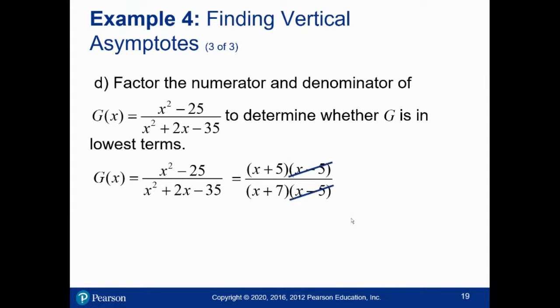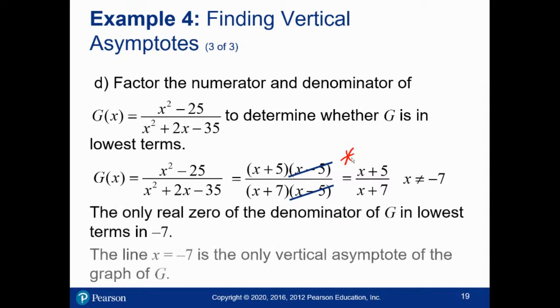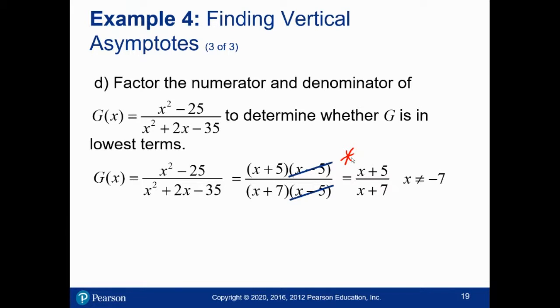I want to put an asterisk here because we have to be a little careful about this. When I cancel that off, I get x plus 5 over x minus 7. Now it is in lowest terms, so x being -7 is the vertical asymptote. Okay, but let me take a step back and talk about what this asterisk means. So what did we do?